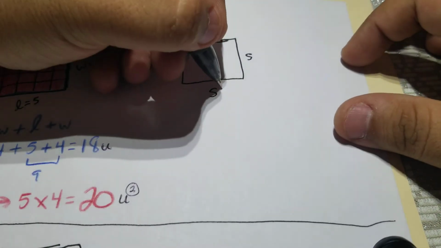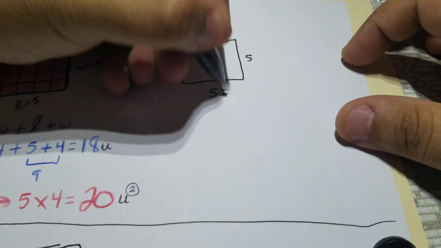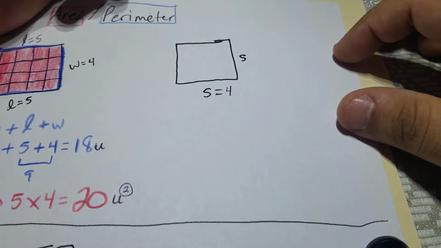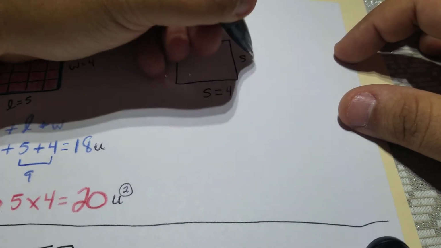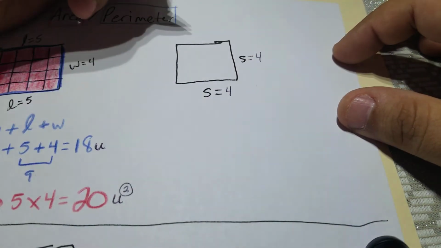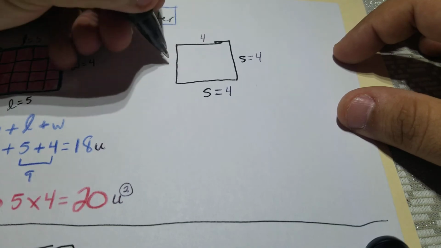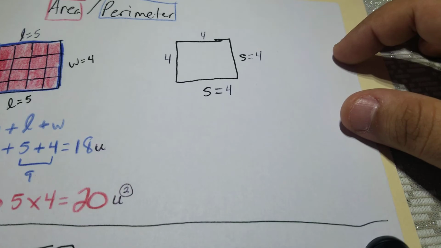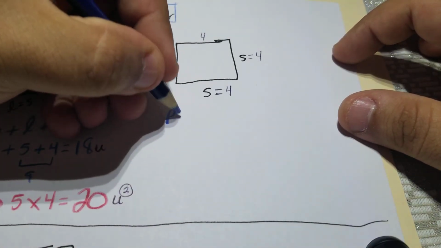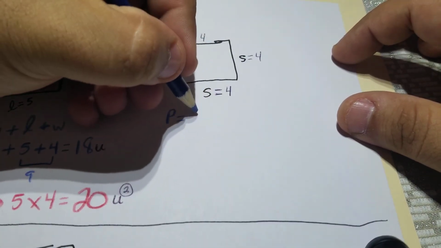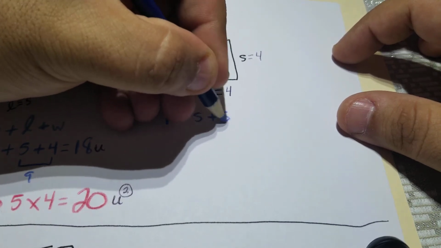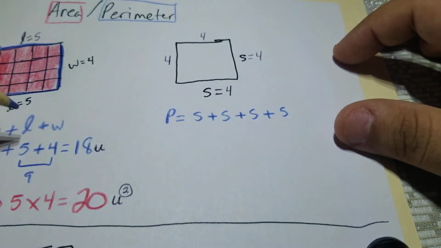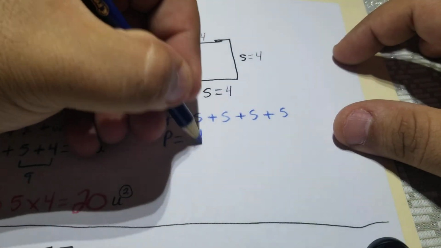Going to the square, let's give this one a length of 4. Well, if this side's 4 and it's a square, it's safe to say that this side is 4, this side is also 4, and this side is also 4. So with perimeter, once again, you're basically adding all the sides. So side length plus side length plus side length plus side length. Each side length has a measure of 4.